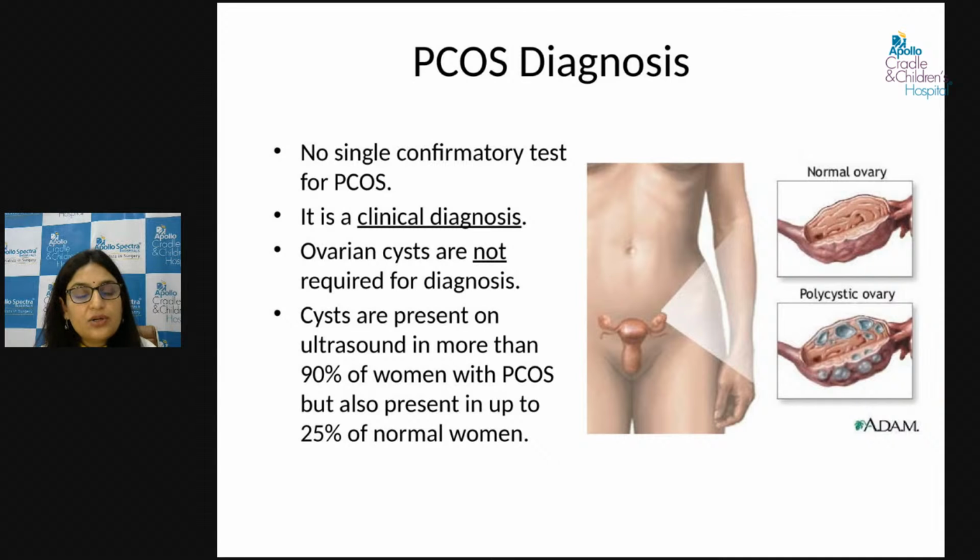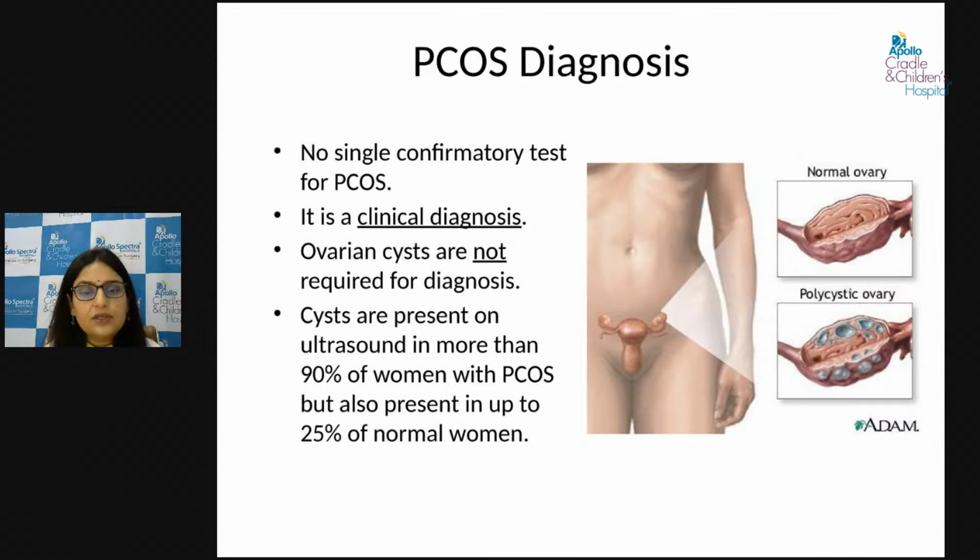Ovarian cysts are not required for the diagnosis. It's not always necessary that your ultrasound will be suggestive of PCOD. There can be other symptoms. If you have no finding in the ultrasound and the other two features are there, then you can have PCOD. Cysts are present on ultrasound in more than 90% of women with PCOS, but also present in up to 25% of normal women. Here, I just wanted to emphasize one thing.